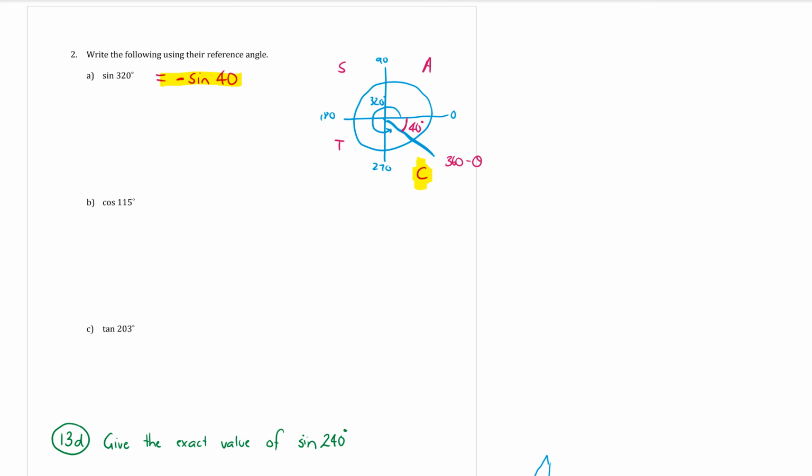So let's try that again. Cos of 150 degrees. So again, draw your little all stations to central over the side.